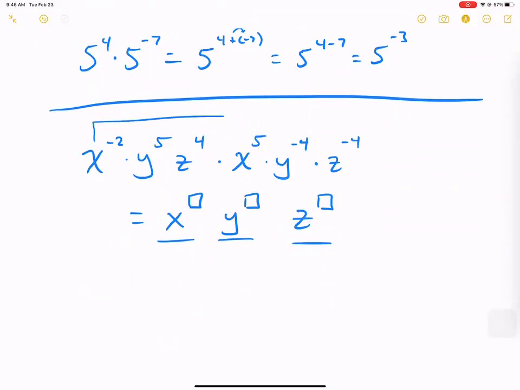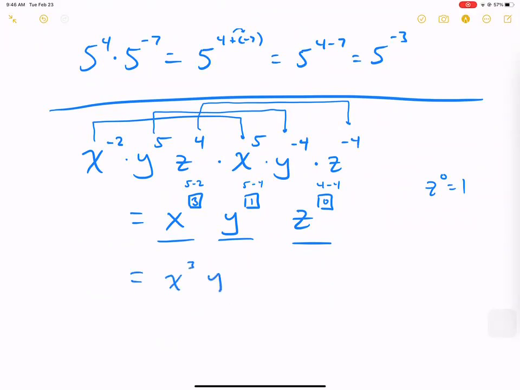So looking at the x's, 5 minus 2 is positive 3. Looking at the y's, 5 minus 4 is 1. And looking at the z's, 4 minus 4 is 0. What is anything to the 0 power? We said anything to the 0 power is 1, so we don't have to write it. Our final answer is x cubed times y. That is our final answer. We don't write z because z to the 0 is 1. Okay, that's it.